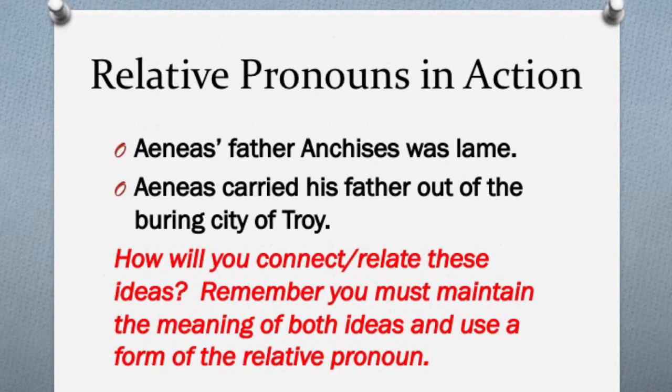These final two sentences, which we are challenging ourselves to combine by using a relative pronoun and a relative clause, describe a very famous scene from Rome's history. Aeneas's father Anchises was lame. Aeneas carried his father out of the burning city of Troy. What will your combination look like for these sentences?